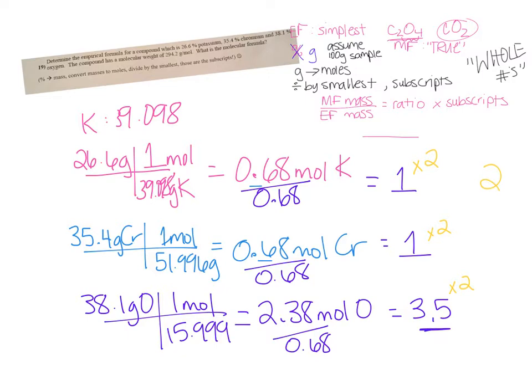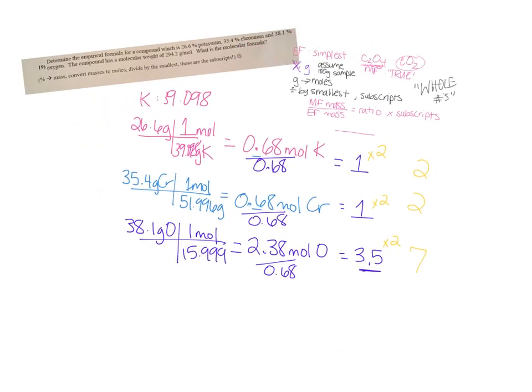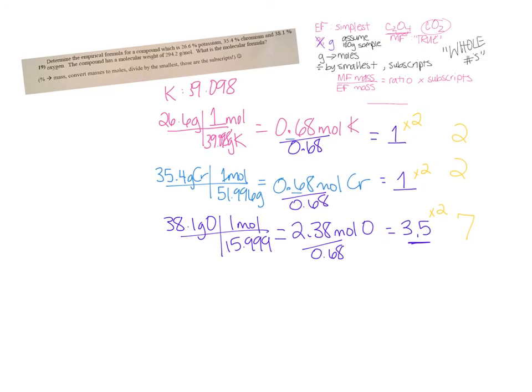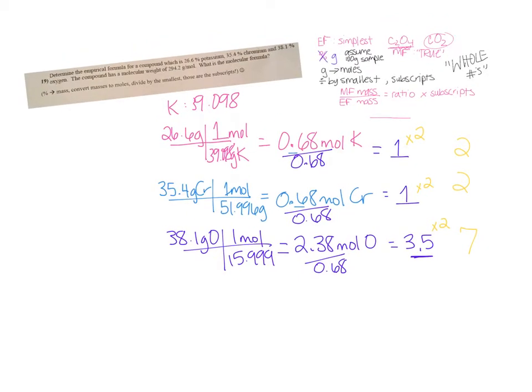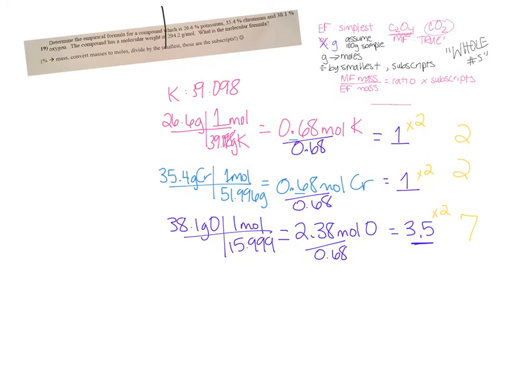So we now have 2, 2, 7. So my answer here is actually going to be K2Cr2O7, okay? And what this actually is, this is dichromate, and this is potassium, so it's potassium dichromate, which is an actual thing. So cool.